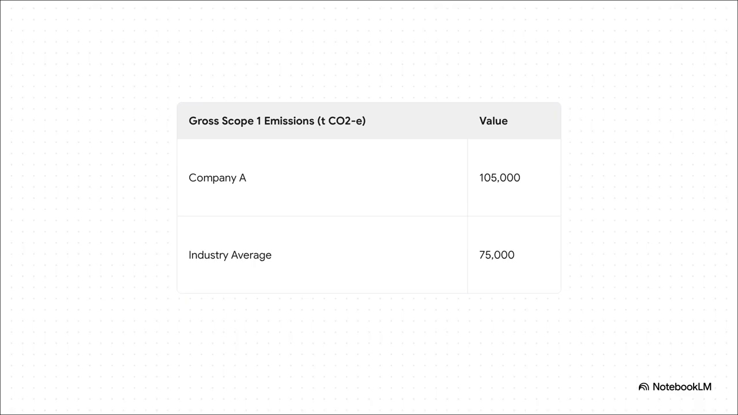Let's make this real with another quick example. Here's Company A, a pulp and paper company. Their gross Scope 1 emissions are 105,000 metric tons. That's way higher than the industry average of 75,000. So your first take might be, wow, Company A is a laggard. They're polluting more than their peers. But watch this. When we normalize, the story totally flips.